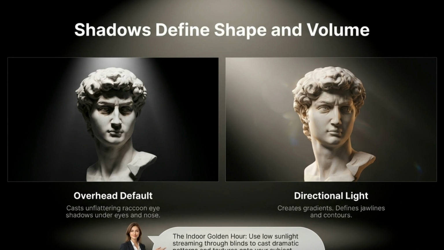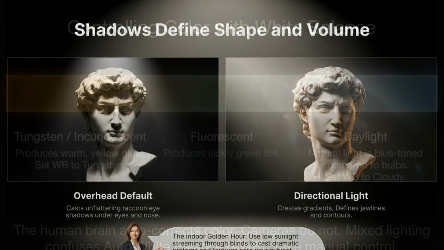Shadows define shape and volume. Overhead light often casts unflattering raccoon eyeshadows. Directional light creates gradients and defines contours, making the subject look more three-dimensional.